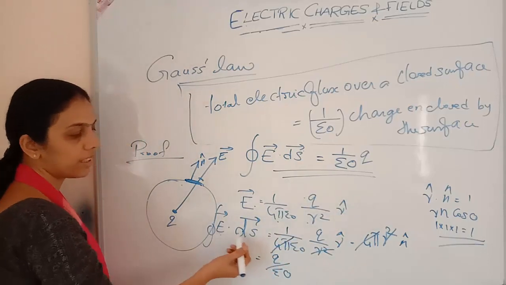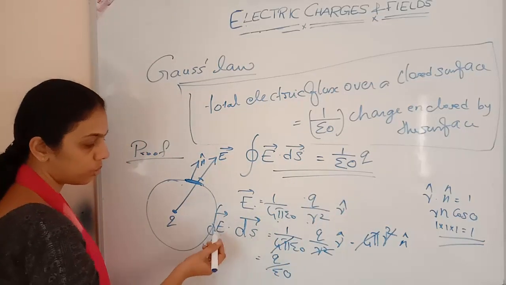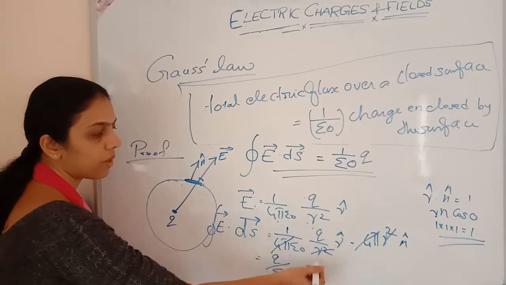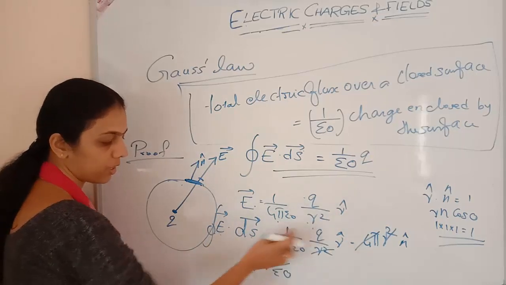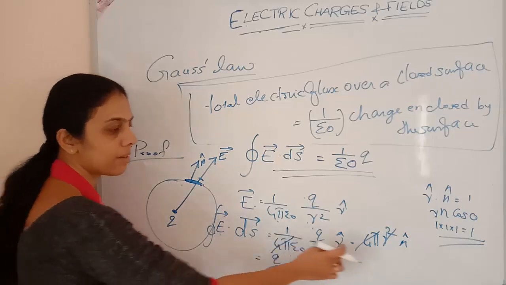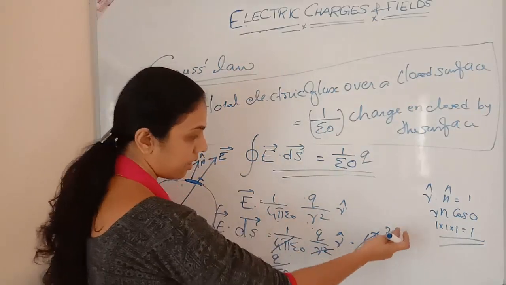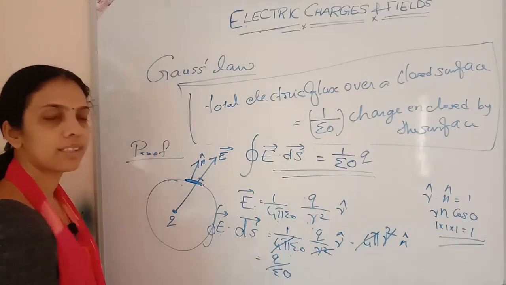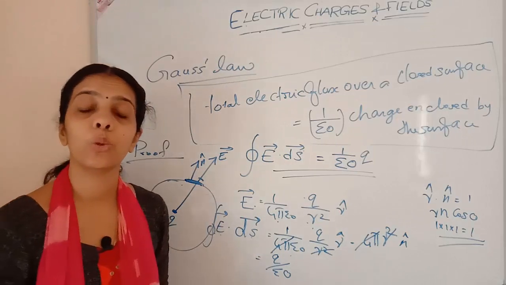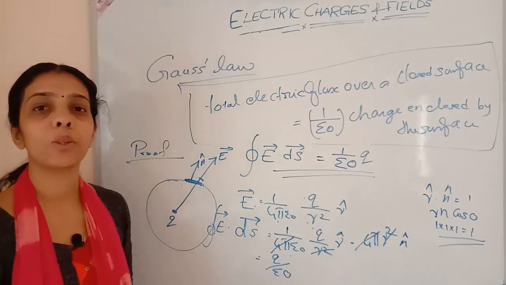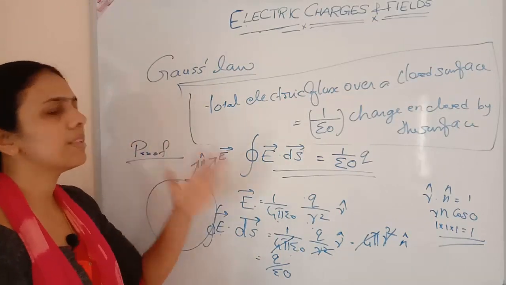So closed integral E dot ds will be equal to, instead of E we can write 1 by 4 pi epsilon 0 q by r square. What is closed integral ds? 4 pi r square into n. 4 pi r square will get cancelled. We will get the answer as q by epsilon 0. So this is a proof for this Gauss law.